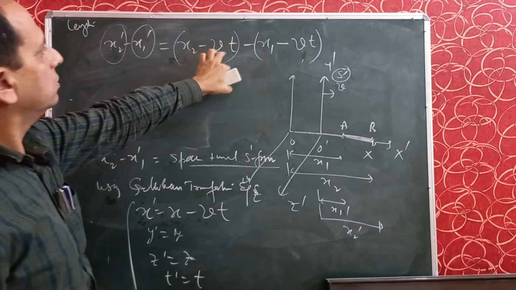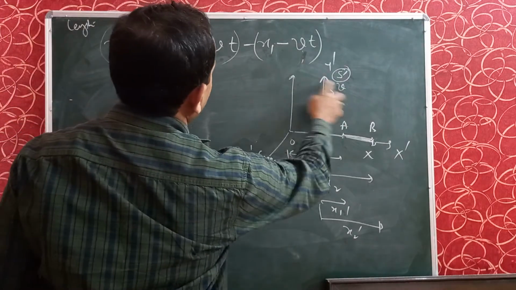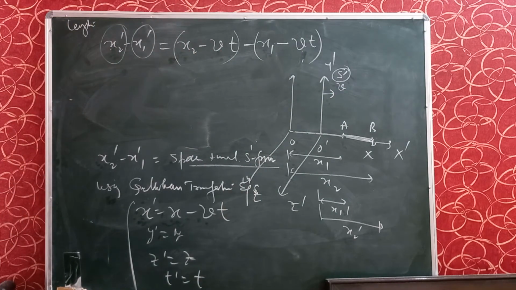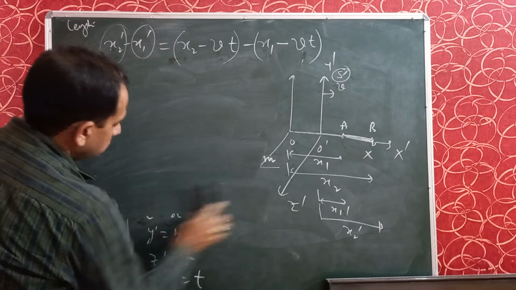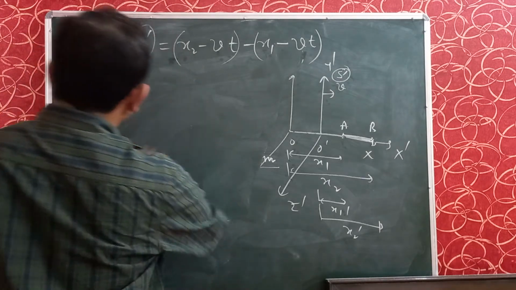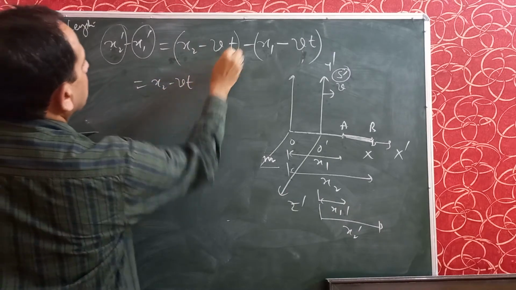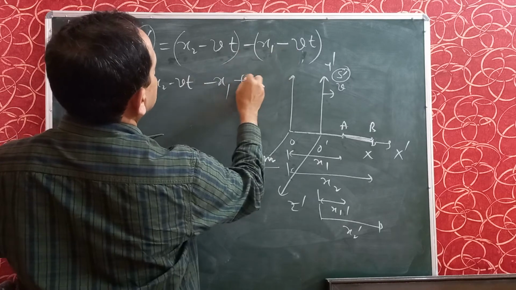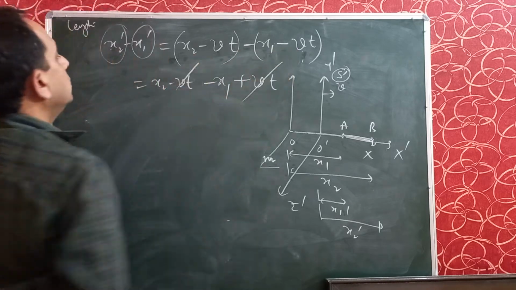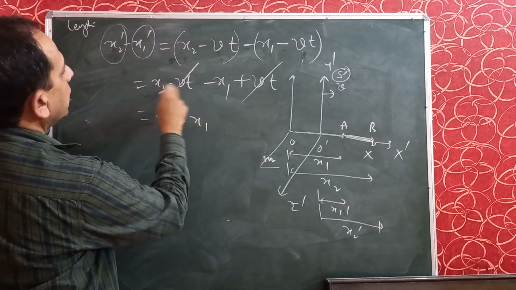Now vt remains same, because v is the velocity of frame, it is constant, it will not vary with the particle, and t is also constant, t is same as t dash. Therefore it is x2 minus vt, and minus into minus, minus x1, and minus into minus, plus vt, and vt is cancelled with the vt, and it is x2 minus x1.